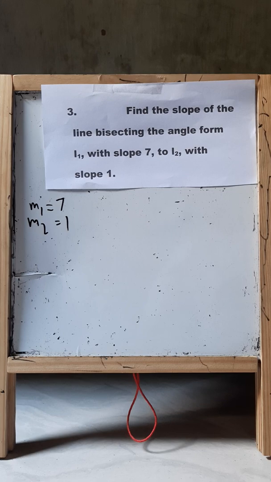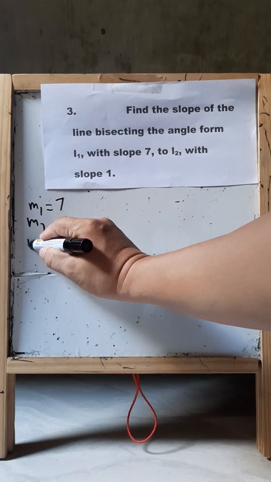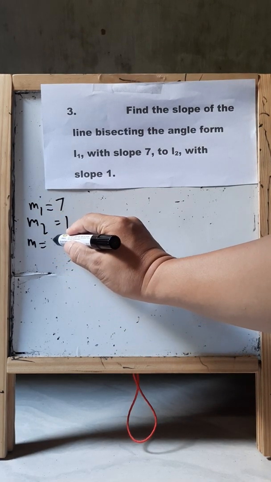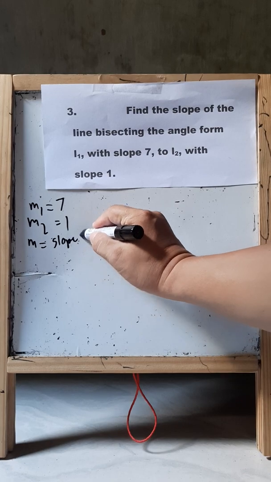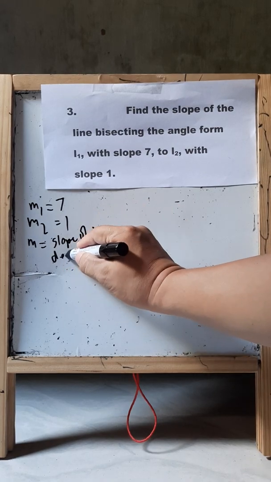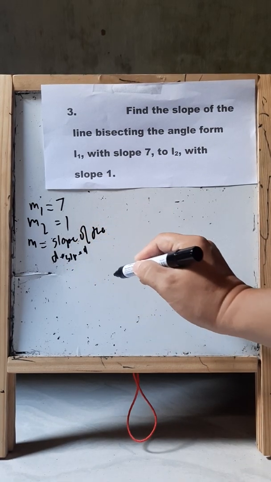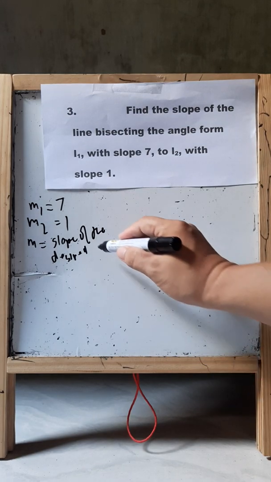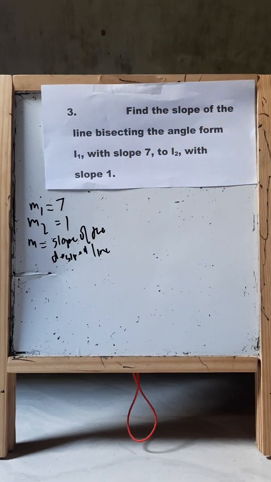So, how do we do this? Let M be the slope of the desired line, which is the line that bisects these two lines. So what will be our equation?